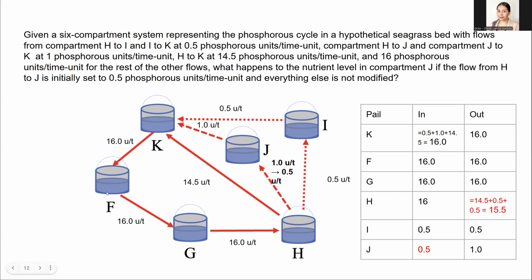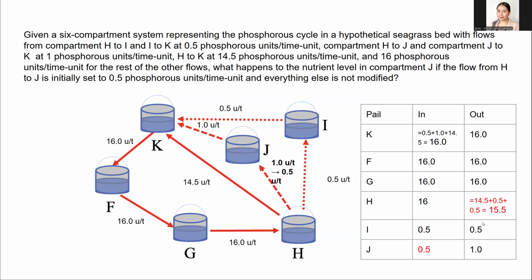Si F, 16 yung nare-receive, 16 yung binibigay. Si G, 16 yung nare-receive, 16 yung binibigay. Si H, 16 yung nare-receive, pero nagbago na yung gini-give out niya. It's giving 0.5 to I, it's giving 0.5 to J, and it's giving 14.5 to K.